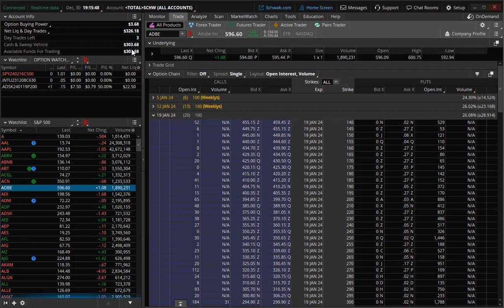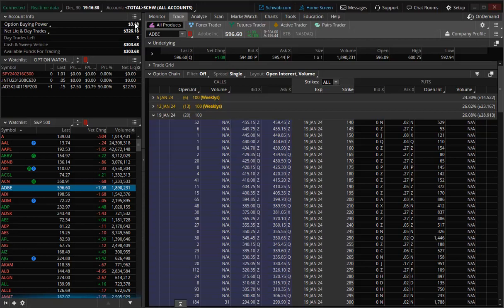If the value of the option decreases by 25%, $25, it will automatically sell that option and return the balance to your net liquid account. In the upper left-hand corner up here, you'll see that your cash and sweep vehicle or available funds for trading will get added in here. Your option buying power will be shown up here.